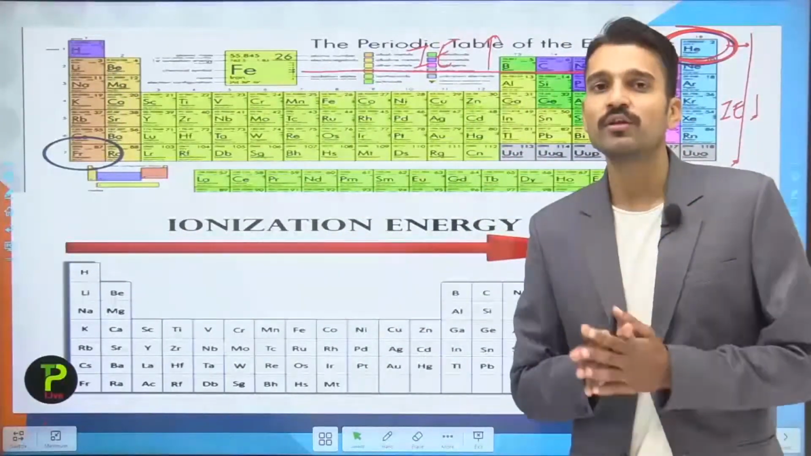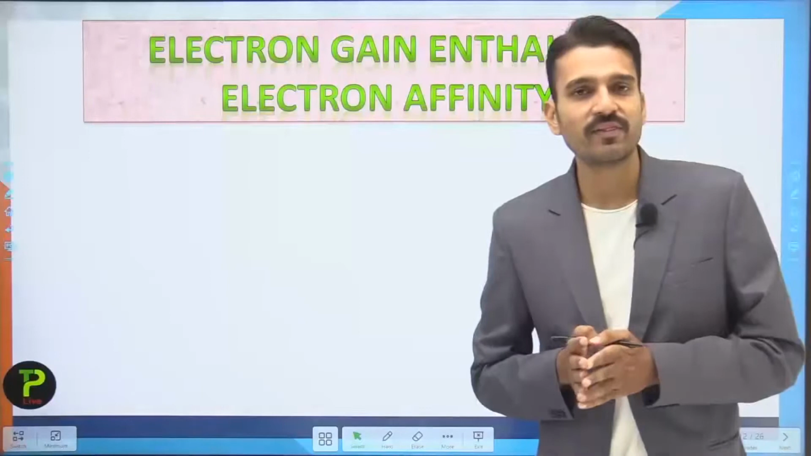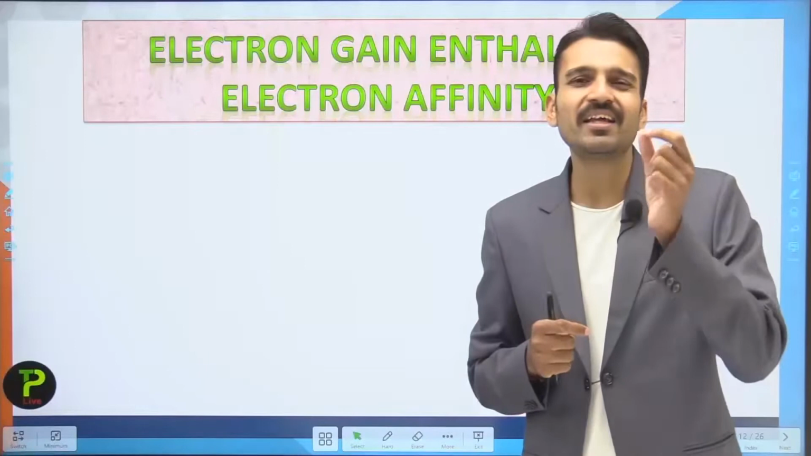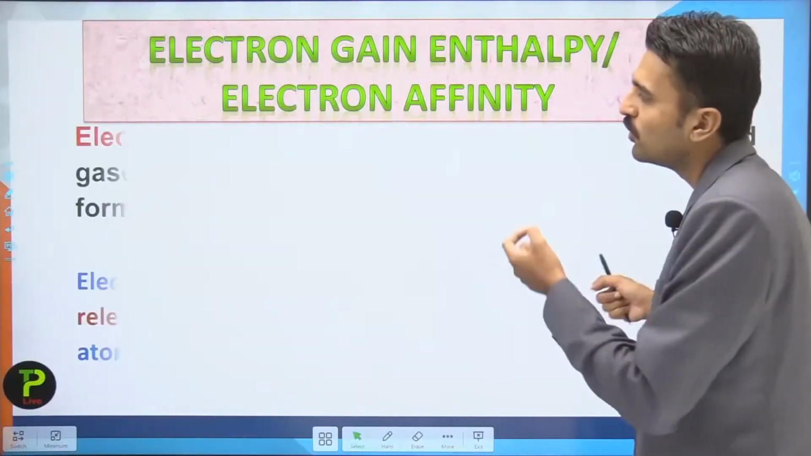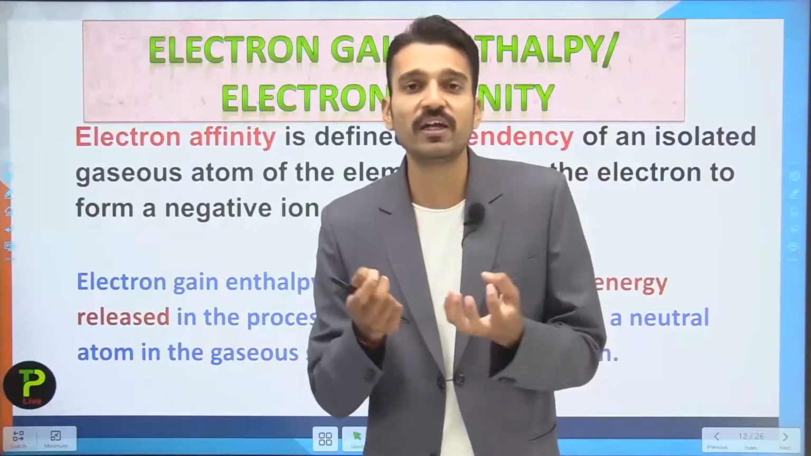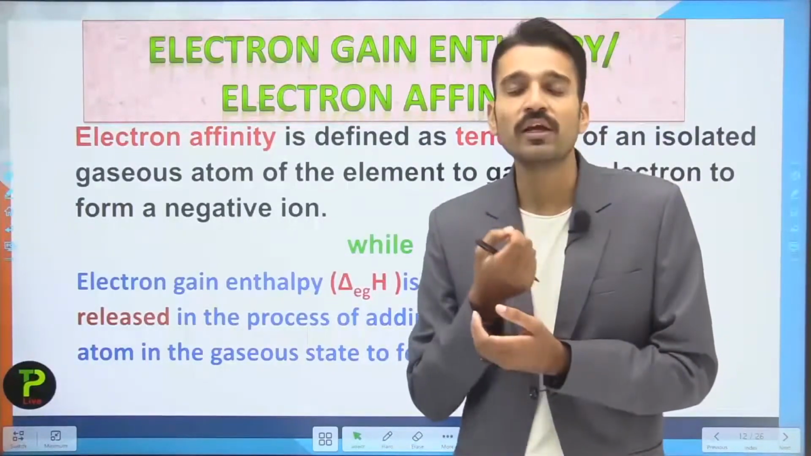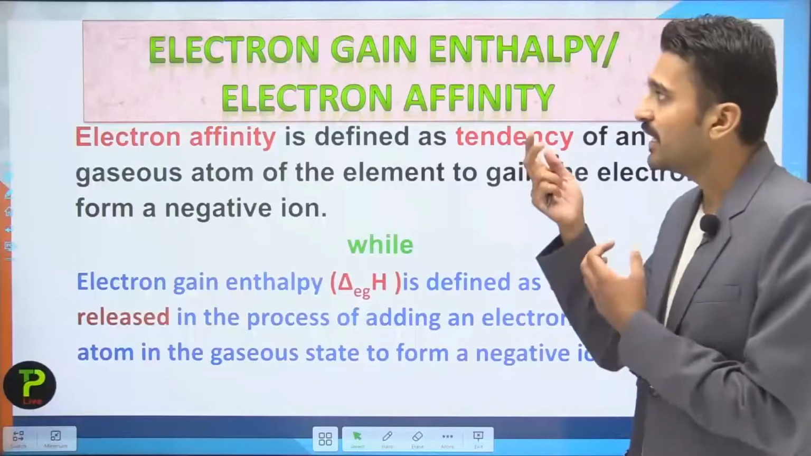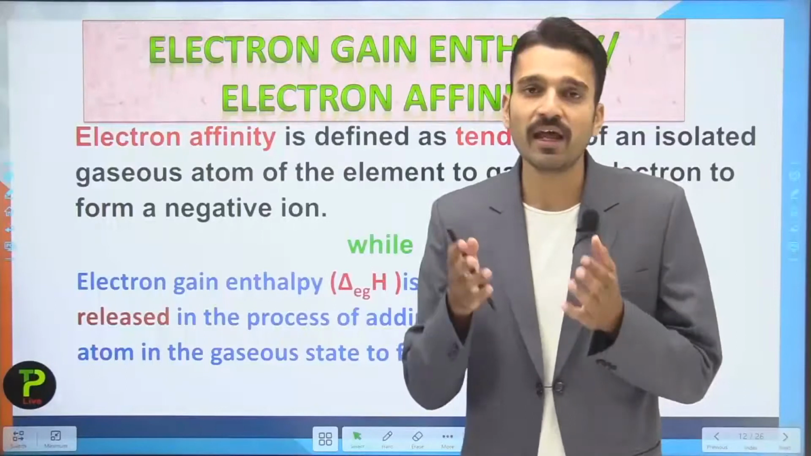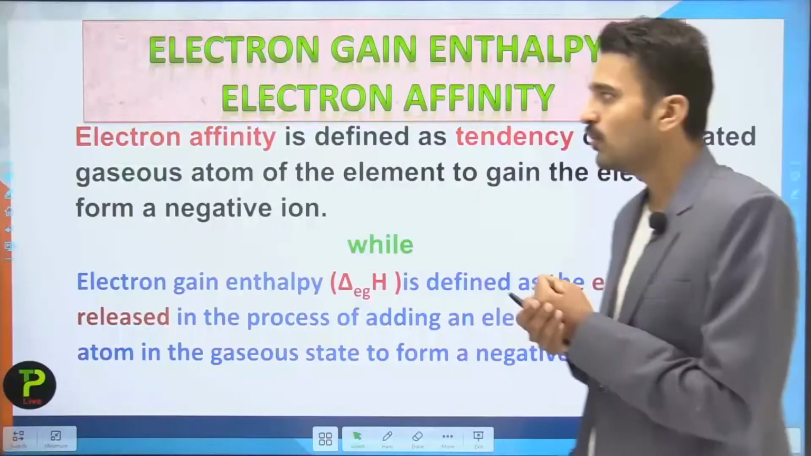Now moving into the next trend, that is the electron gain enthalpy and electron affinity. These are almost the same term, but there is a little difference between the two. Electron affinity is simply the affinity of an atom of an element to attract a single electron in its gaseous state, while the electron gain enthalpy is the amount of energy released when an atom of any element gains an electron.